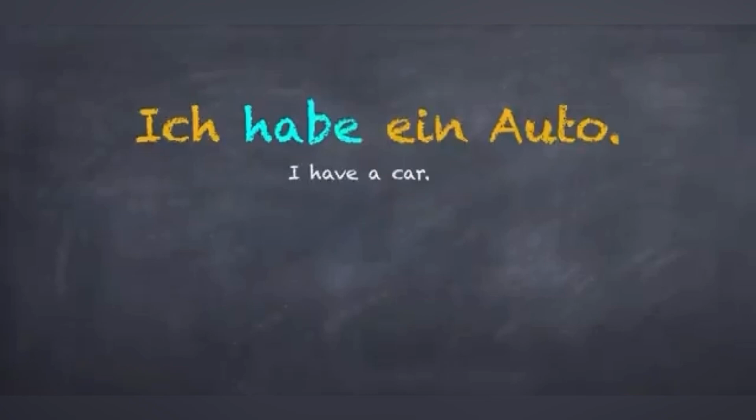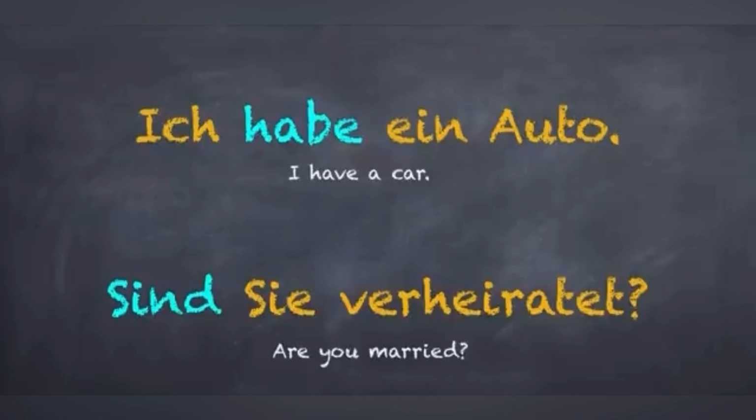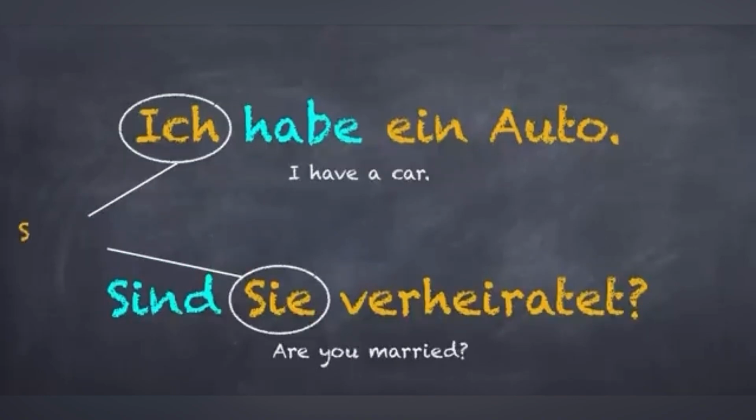So here are two sentences we are already familiar with. Ich habe ein Auto. Sind Sie verheiratet? These two verbs, haben and sein, have been conjugated here according to the subject. In the first sentence, the subject is ich, and in the second one, it is Sie. Please remember that the verb used in a sentence must always be conjugated according to the subject.